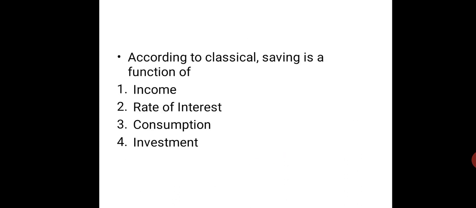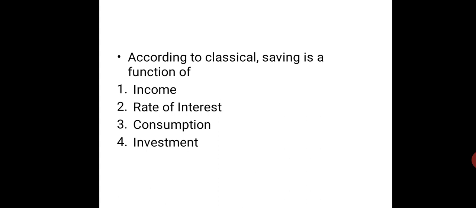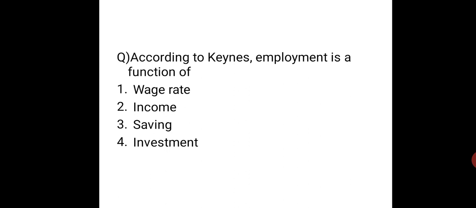According to classical, saving is a function of the rate of interest, and income for Keynes, right? According to Keynes, employment is a function of income. So Keynes basically has an income approach. His approach itself is called the income approach. So you know that if any of the variables comes with an income answer, you can go for it.